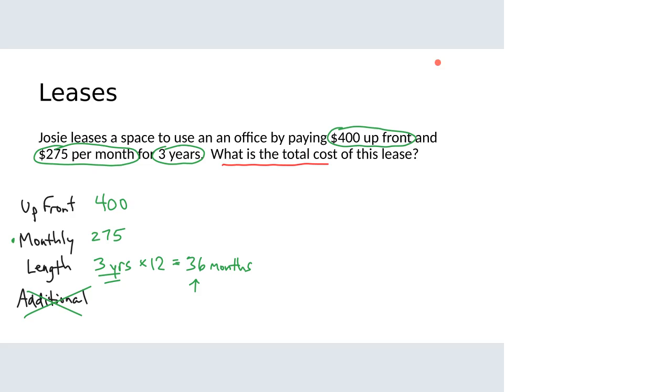And now we can find our total cost. Our total cost of the lease is going to be the $400 she pays up front plus that $275 that she's going to pay 36 times. So we need to multiply 275 times 36, add that to the 400, and we'll have the total amount. Don't forget about order of operations here. You can see we have addition and multiplication, so we'll multiply first. The first thing we'll do is multiply 275 times 36.